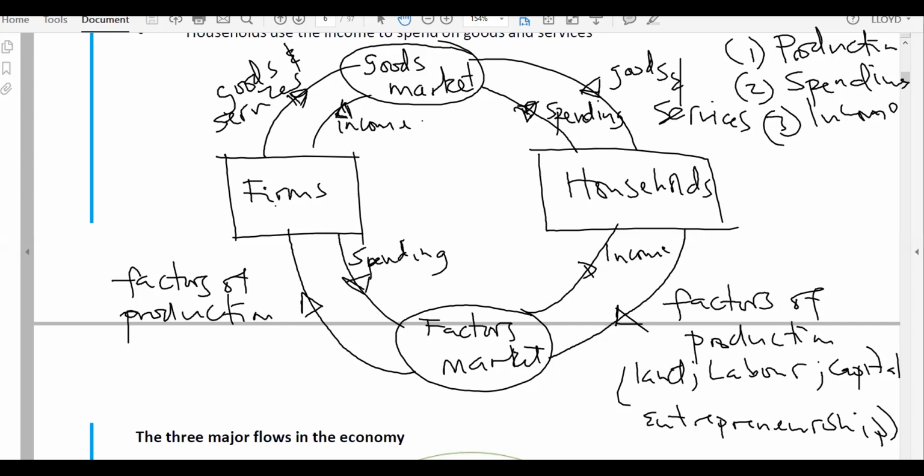So the inner circular flow is called a nominal flow. Why? Because it represents the flow of money. A nominal flow represents the flow of money. It doesn't have real things or tangible goods. Then the real flow is the flow of goods, services, and the factors of production. It consists of things that you can actually touch. That is the flow of the real things.